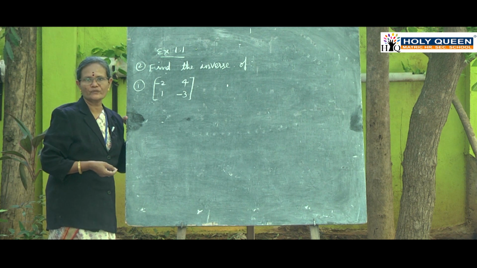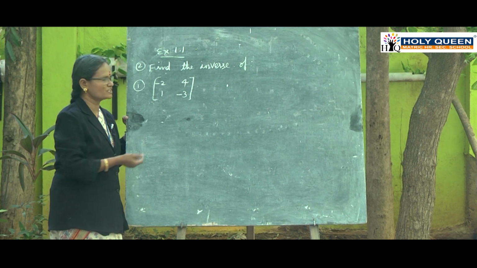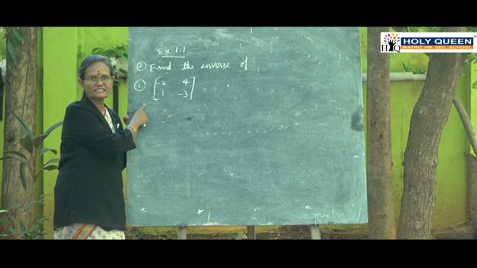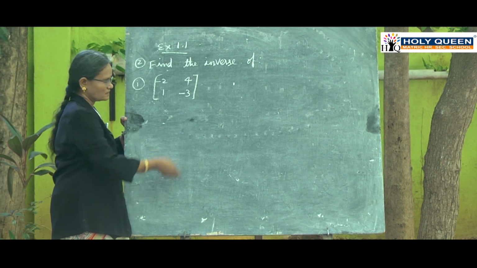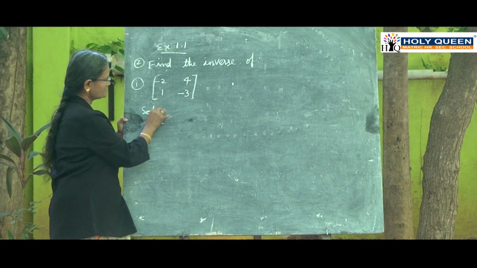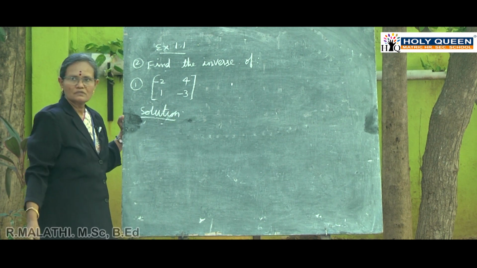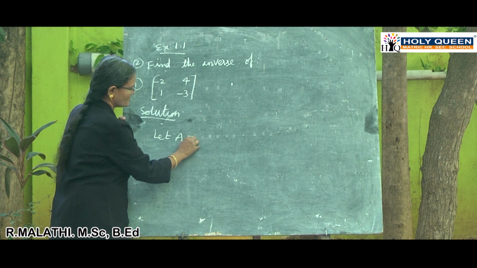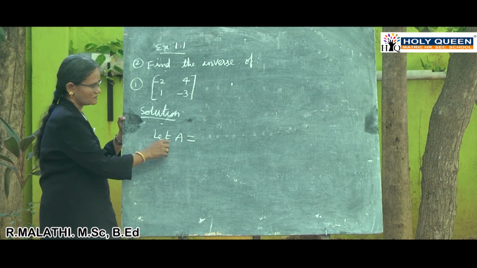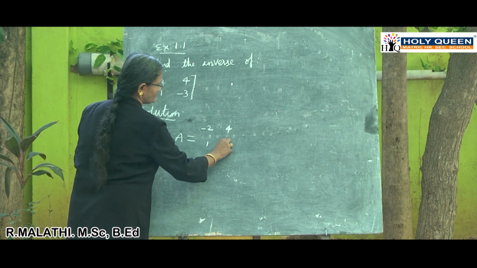Students, question number 2: find the inverse of the following matrices. Subdivision 1, what is given here? Minus 2, 4, 1, minus 3. Let us start the solution. First, let us take the given matrix as A. The given matrix A is minus 2, 4, 1, minus 3.